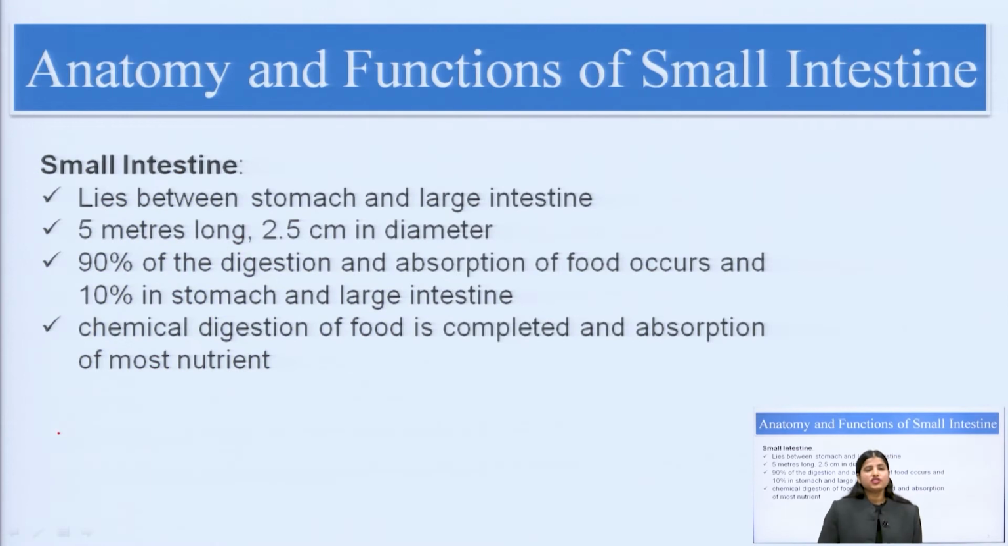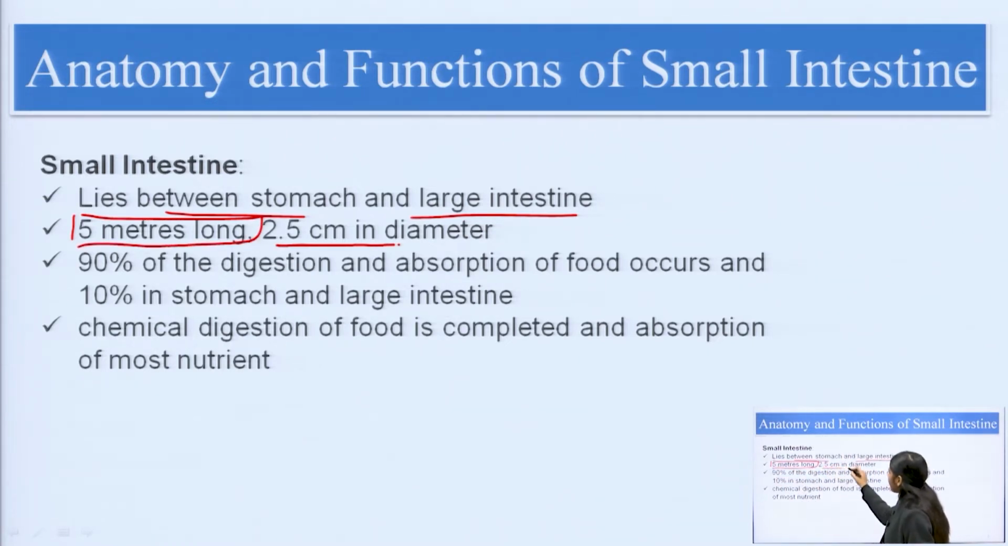Anatomy and function of the small intestine. We will start with a brief introduction. What do we mean by the small intestine? It is the extension from the stomach, lying between the stomach and the large intestine. It is nearly 5 meters long and 2.5 centimeters in diameter.